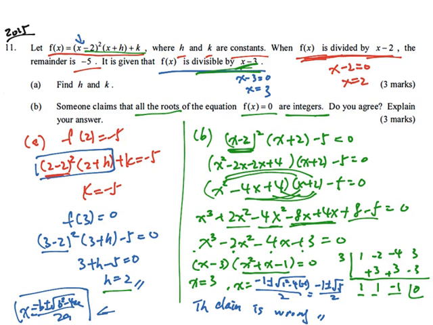If you forget the quadratic formula, when you reach this step, you can press the calculator for this and write down the answers. That means x is equal to negative 1.62 and 0.618, so they are not integers. So the claim is wrong. It's also fine as well.